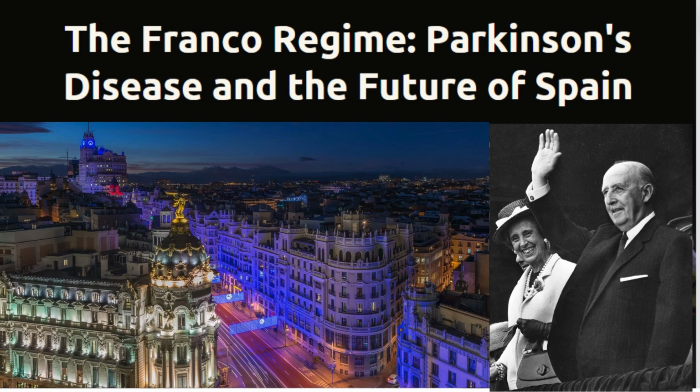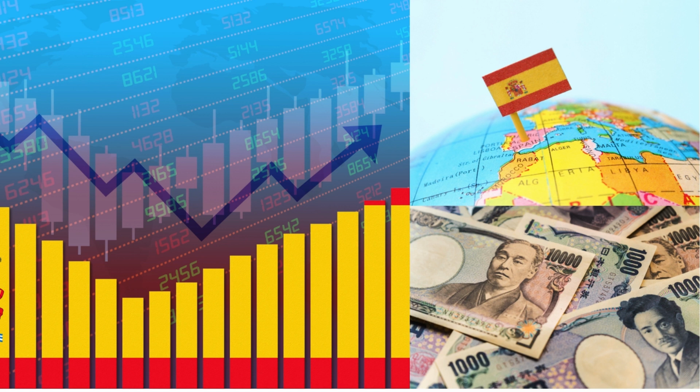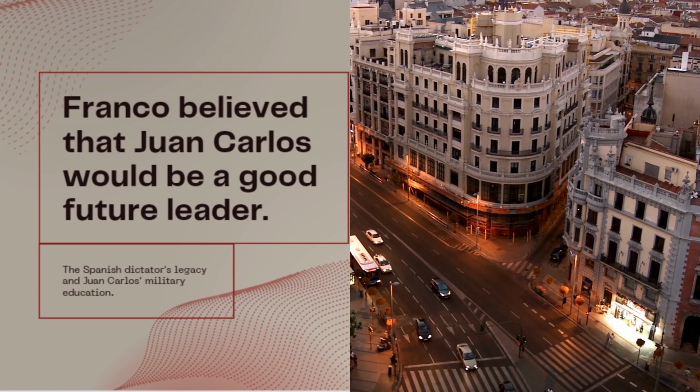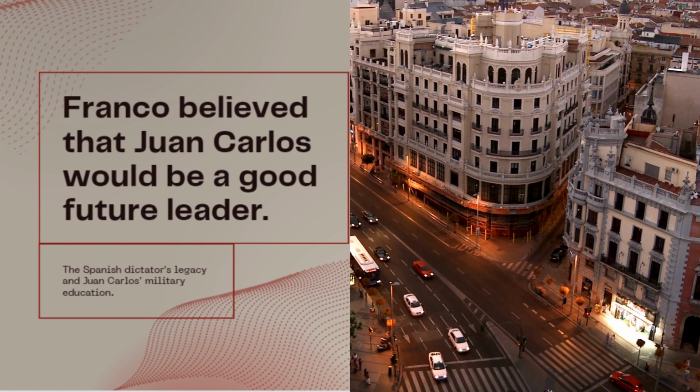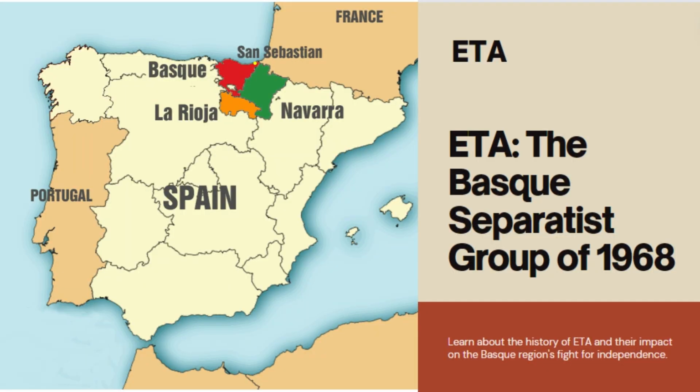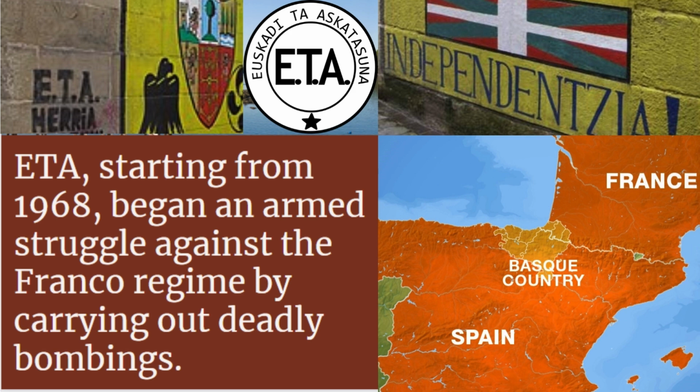Franco believed that Juan Carlos, who had received a good military education and joined the army, was ideologically compatible with him, got along well with him, and that after his death, the regime would be continued by Juan Carlos. In 1968, an organization called ETA was established in the Basque region, which was uncomfortable with Franco's style of governance, to fight for independence. ETA, starting from 1968, began an armed struggle against the Franco regime by carrying out deadly bombings.